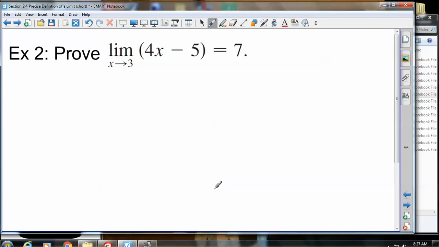So we are proving that the limit as x approaches 3 of 4x minus 5 equals 7. This is a limit you can evaluate. You would have just plugged it in and got 7 for your answer. But now you have to prove why that is true. So we are going to go step by step, clearly outlining what we are doing. Our first step is kind of like our scratch work.